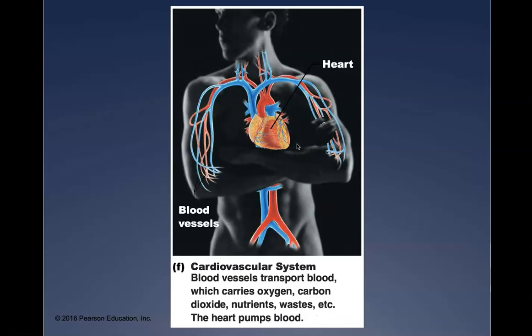The cardiovascular system, as you can guess, is going to consist of things like your heart and your blood vessels. And this is going to transport blood and carry oxygen throughout the body, nutrients throughout the body. It's going to get rid of wastes, things like carbon dioxide, and help move those wastes to the right organ where they can expel it. And our heart, of course, is going to pump the blood.